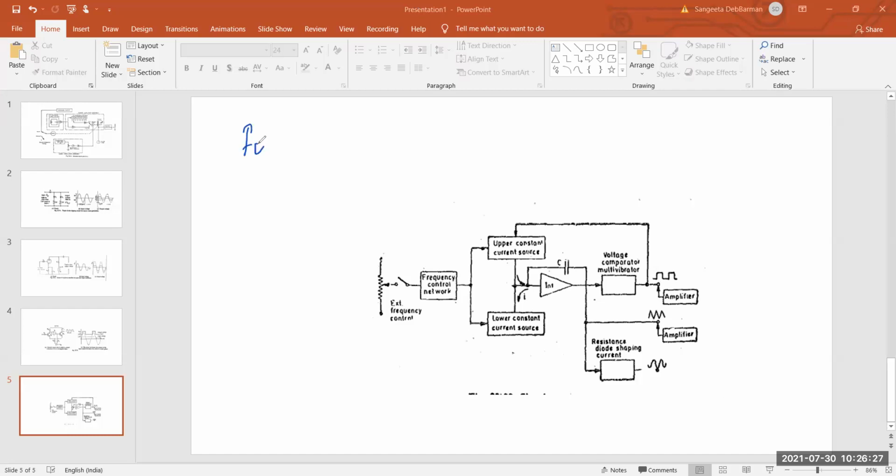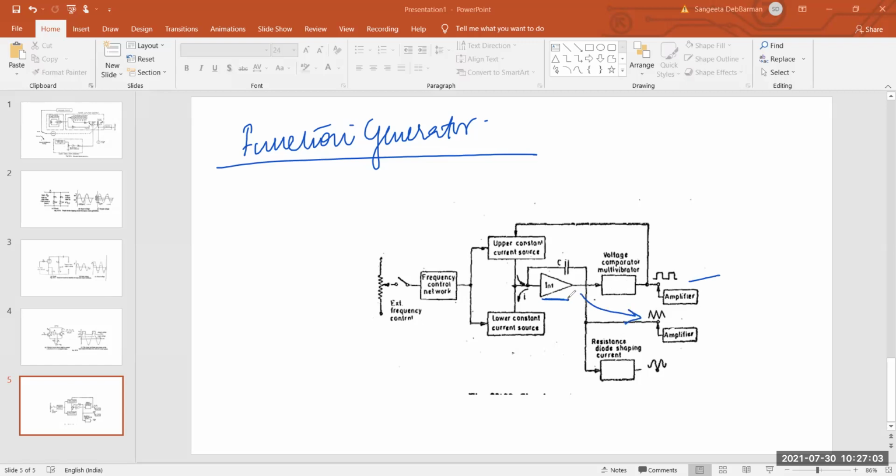Ma'am, already you told that the integrator output is shown as the triangular wave. Yes, it is not only triangular. Output of the function generator can be a square wave, a triangular wave, or a sine wave. Three types of wave we can obtain from function generator. Suppose this voltage comparator multivibrator we require to obtain a square wave. Integrator we require to obtain triangular wave. And integrator with resistance diode shaping circuit we require to obtain sine wave.